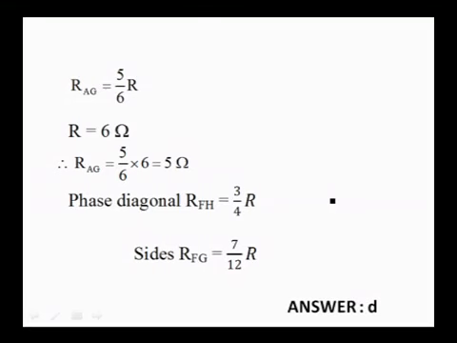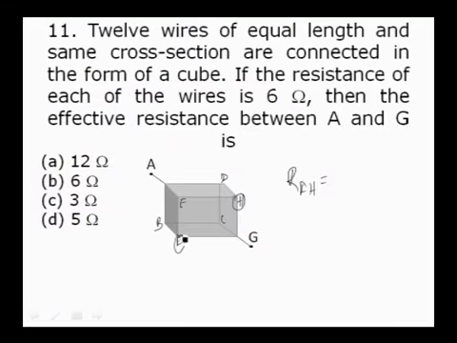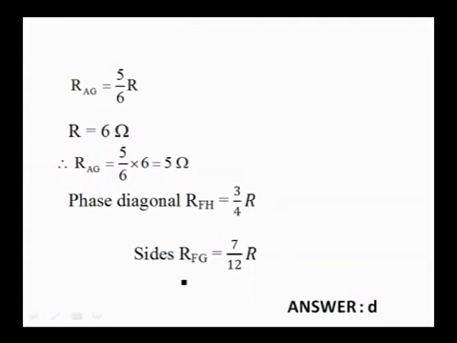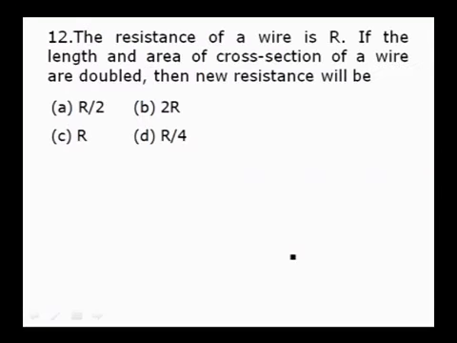Similarly, if you want to calculate the resistance for the side, this is the side, that is R_FG, we have an effective resistance of 7 by 12 R. Okay, this concept you can also use for other problems.